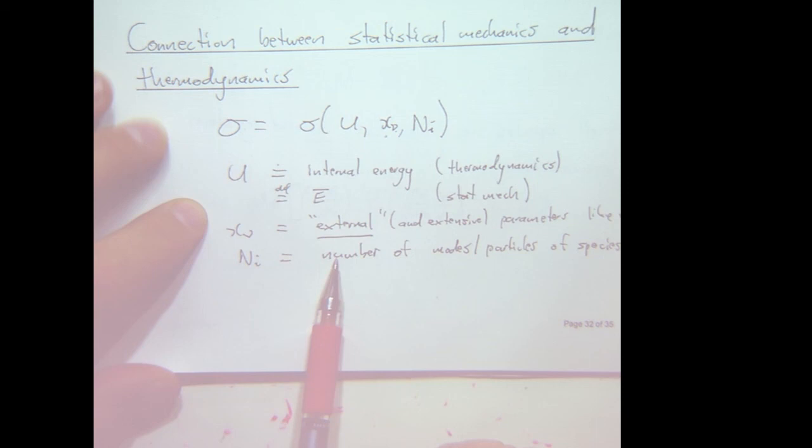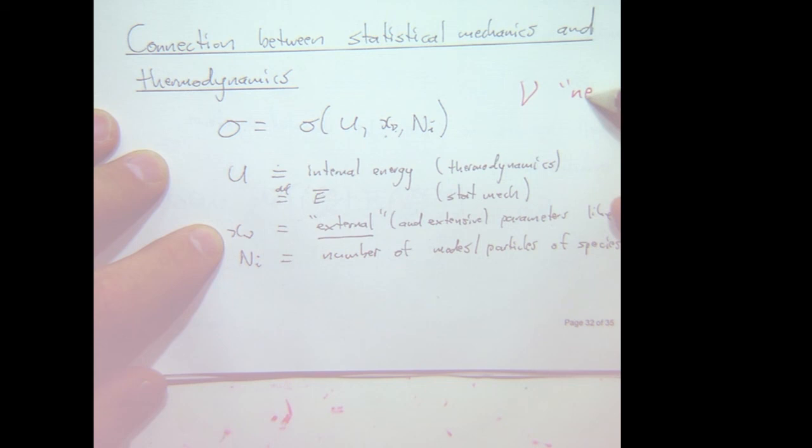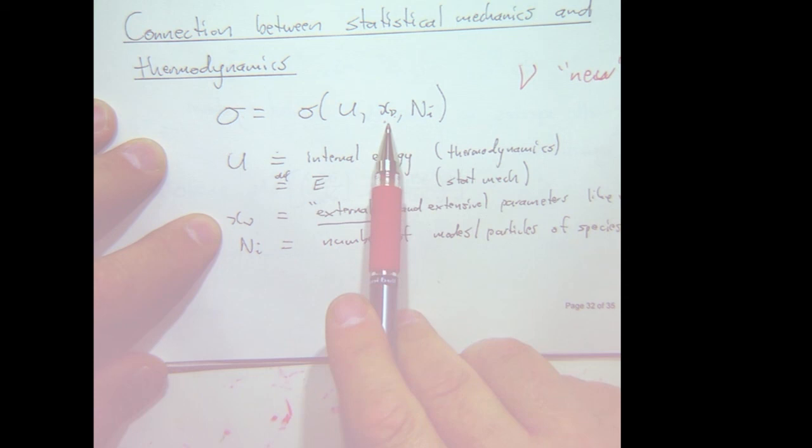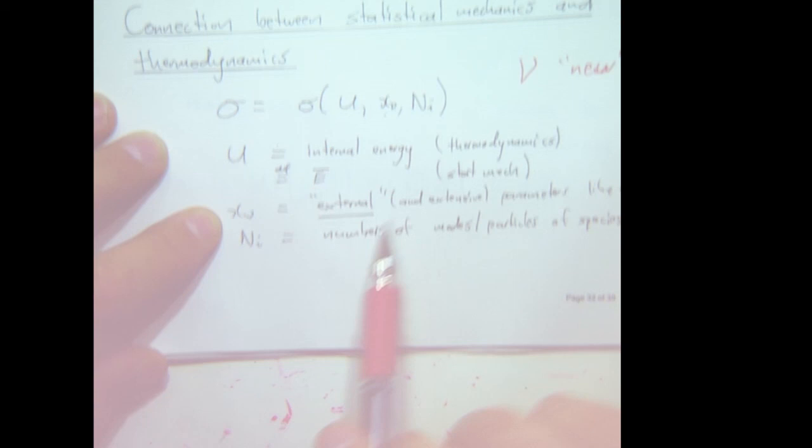These X sub mu, this is like mu, that's the external parameters like volume. In this case, it's going to be extensive because we are within the entropy representation. And Ni is the number of modes or particles of species i.